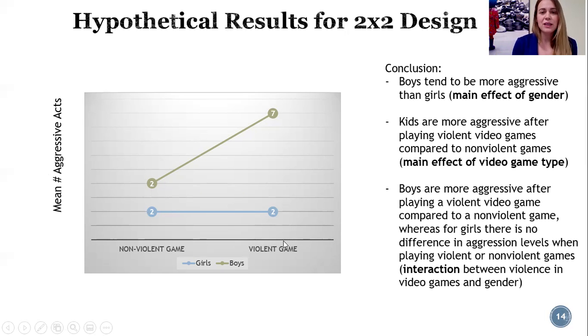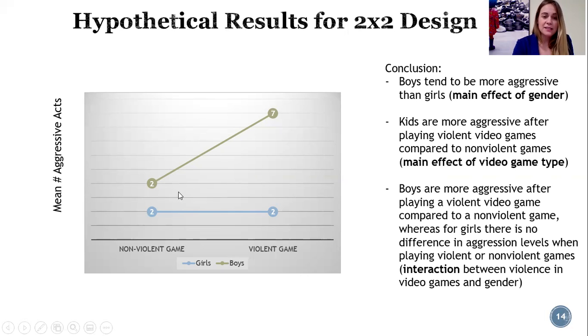So we can say three different things from looking at this graph. We can compare boys and girls. So we can compare the overall blue to the overall beige, get an average somewhere in the middle and say boys are more aggressive than girls. We can also look for a main effect of our video game playing by looking at the average of these two circles and the average of these two circles. It'll be somewhere in here and somewhere in here.